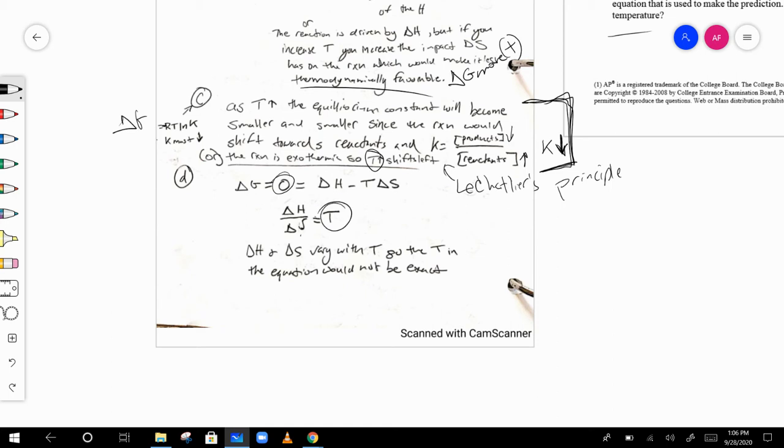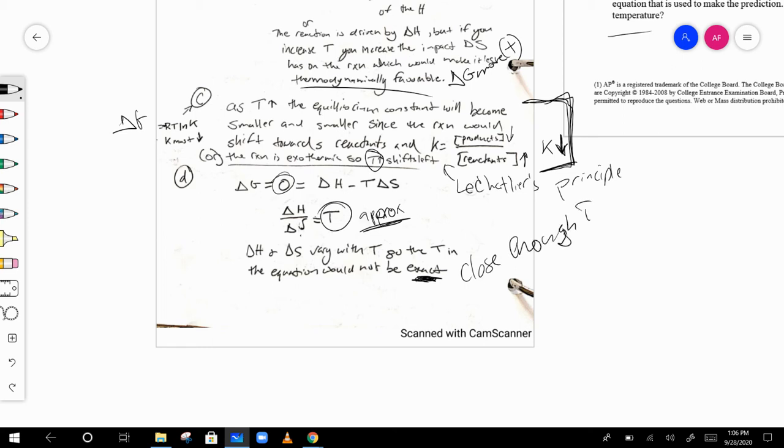This is only an approximate temperature, because delta H and delta S vary slightly with temperature. Okay, so this would not be exact, but it's good enough. It's going to tell us a close enough temperature.